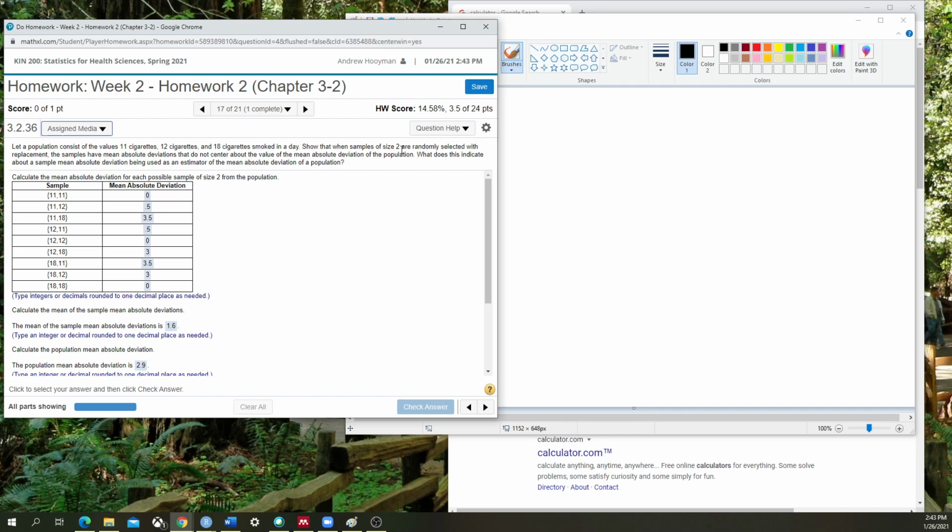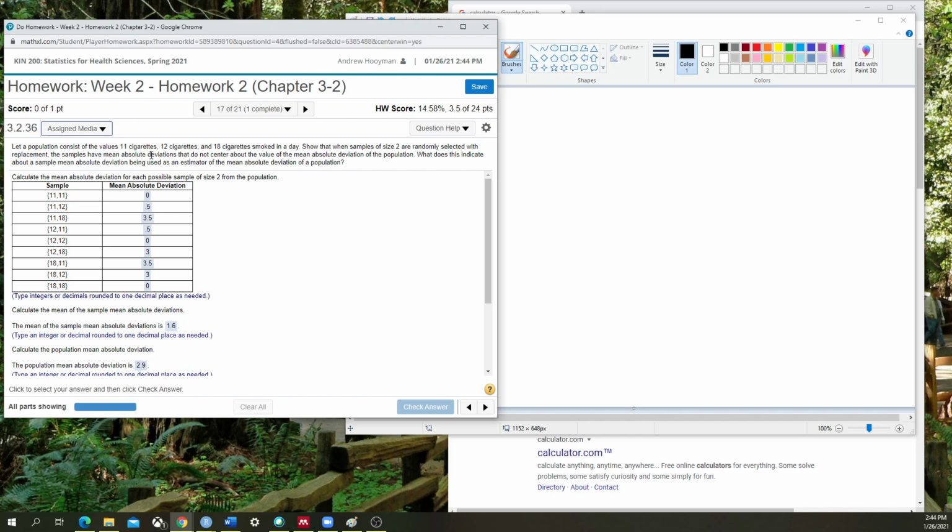Show that when samples of size 2 are randomly selected with replacement. What that means is that although these are the only three values in here, when you create a random selection from these values with replacement, you can get a sample that has the same value in it. So 11, 11 is an example of a sample that has a replacement in it. You can have repeats: 12, 12, 18, 18, okay? So that's really what it means with replacement. It's already done that for you, so don't let that confuse you right off the bat.